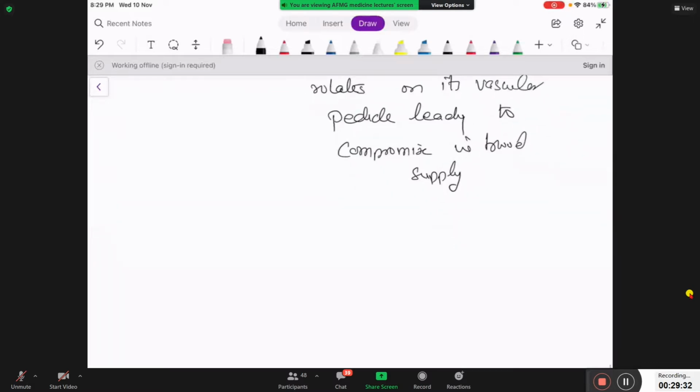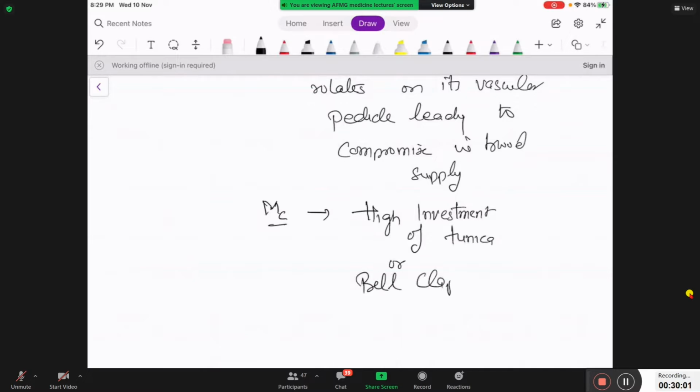And the most common cause of testicular torsion, important, the most common cause of testicular torsion is high investment of tunica, which is also called bell clapper deformity. What is this bell clapper deformity?